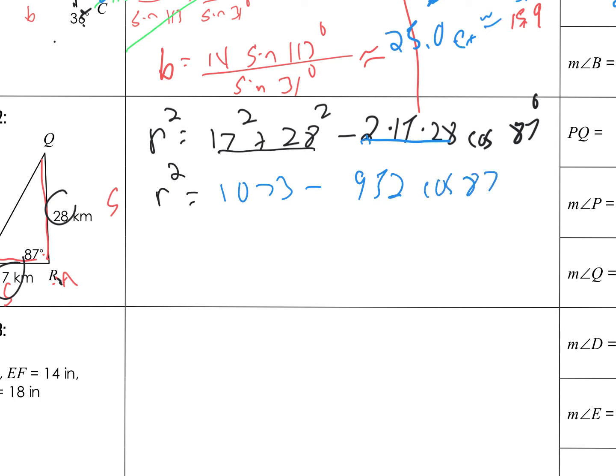This is how I would do it on my paper, so I can keep track and not lose anything. So now, well, I guess I don't have to do anything. Just key that in your calculator straight across. R squared is? I just want to know what all of this right-hand side is: 1073 minus 952 cosine of 87 degrees. Key that whole thing in.